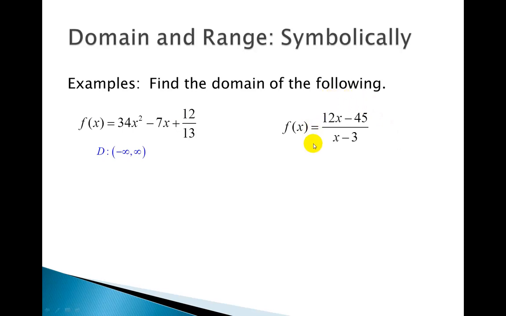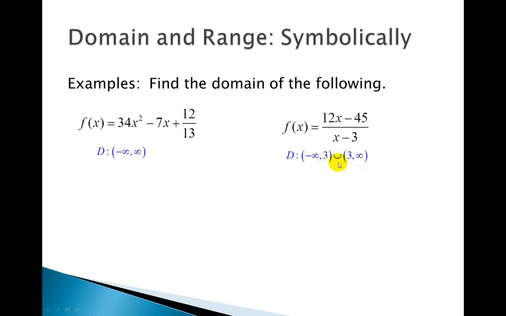Another example here, I do have a fraction in this function. It's x minus 3 in the denominator. Don't care about what's on top. I'm only looking at the denominator for my domain. And basically, I want to use everybody but the number 3. And so when I do this, I'm going from negative infinity to infinity, but I'm jumping over 3.